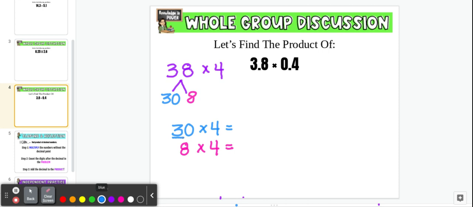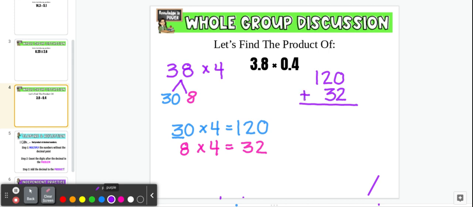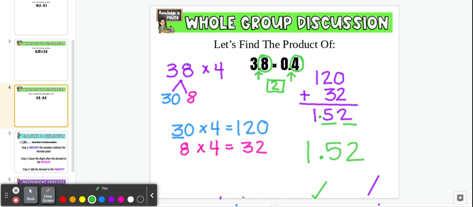So I would do 3 times 4, which is 12, and then add your 0. And then 8 times 4, which is 32. So now I'm going to add up 120 plus 32, and you are going to get 152. To go back into our problem, we have to look at our decimals and say how many numbers do I have behind my decimal? 1, 2. So we count in 1, 2, and you get 1 and 52 hundredths for your answer.